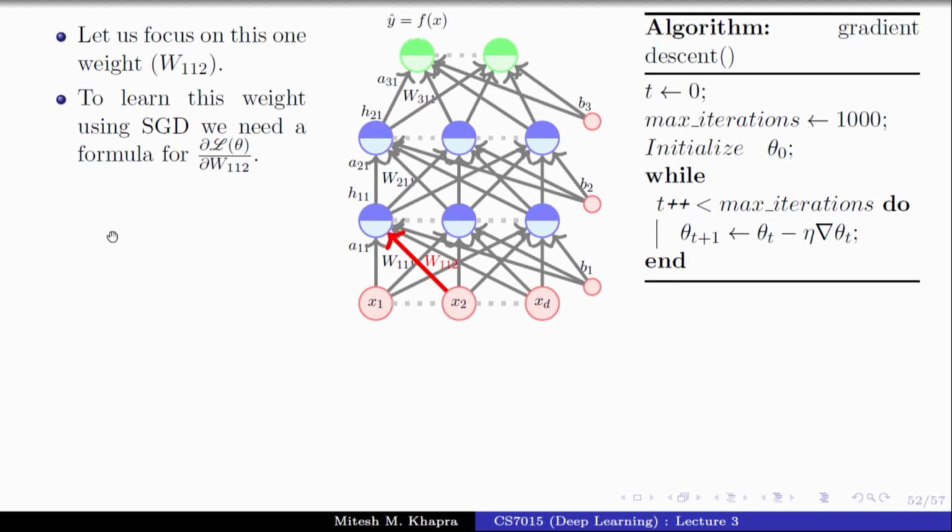Now to learn this weight using gradient descent, actually, not SGD, using gradient descent, we need a formula for the partial derivative of the loss function with respect to this weight. Everyone agrees with this? If I give you this formula, then you can apply gradient descent. Is that fine? Everyone on board? Okay. So now we'll see how to compute this.